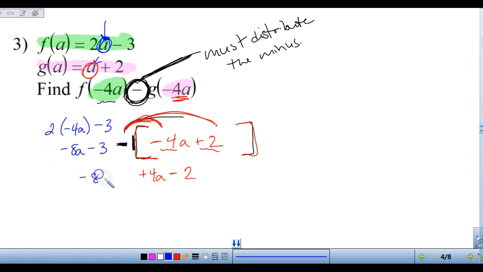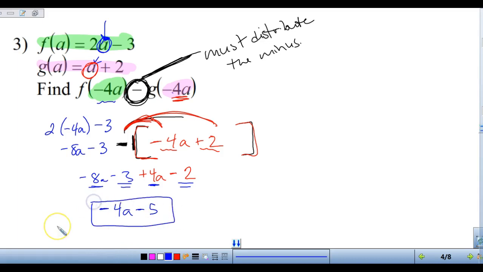So negative 8a minus 3, and then plus 4a minus 2. So when I combine like terms, negative 8a plus 4a is going to give me negative 4a, and then negative 3 minus 2 more is going to give me negative 5. Okay, and there's our final answer, because a's and 5's can't go together because one has a variable and one is just a constant.